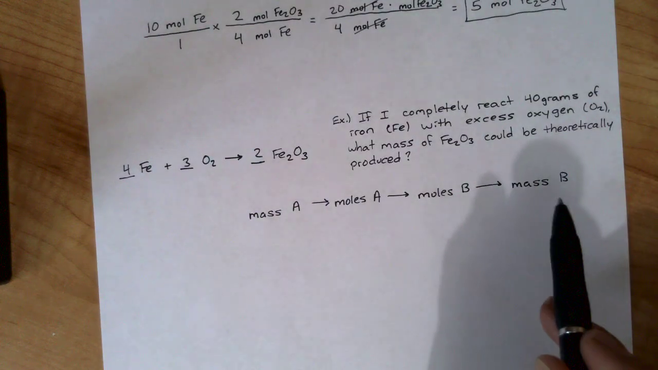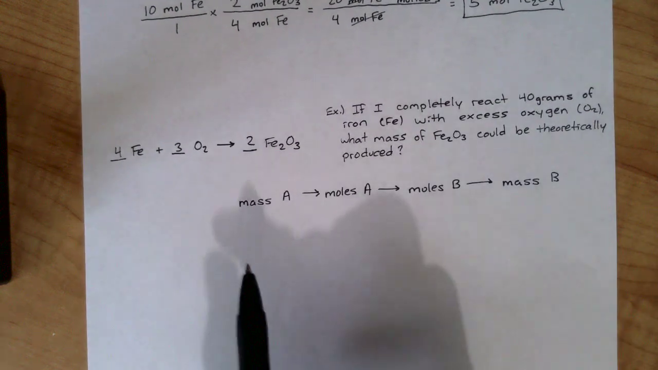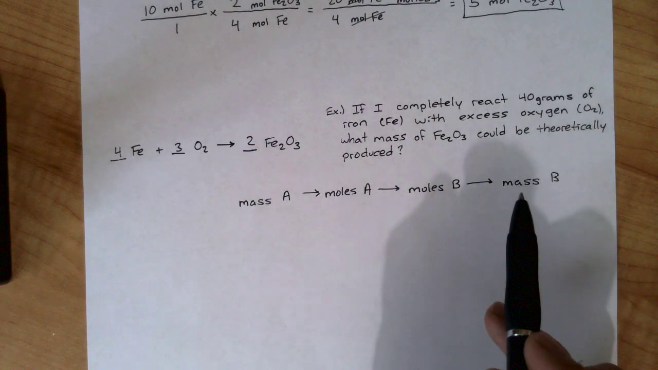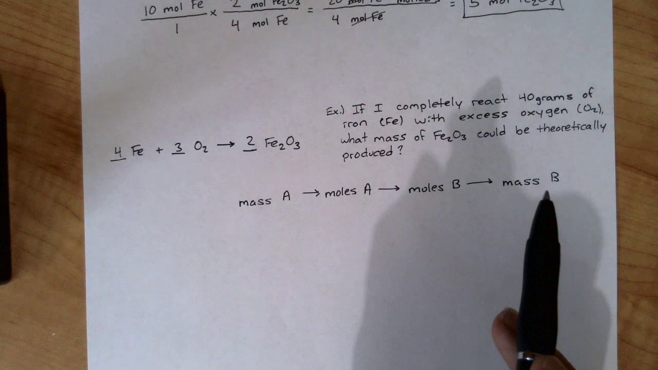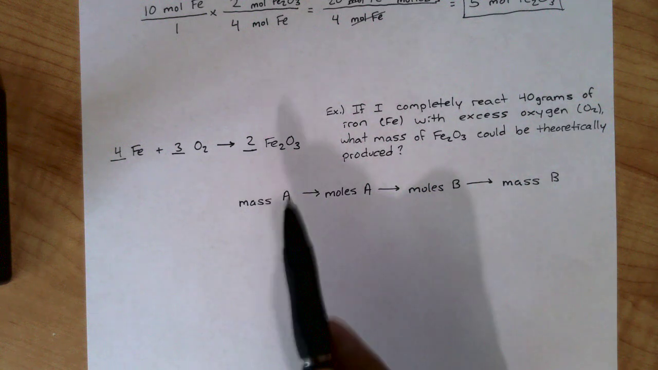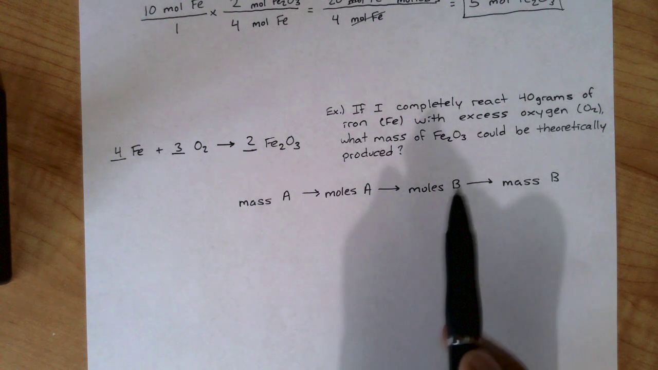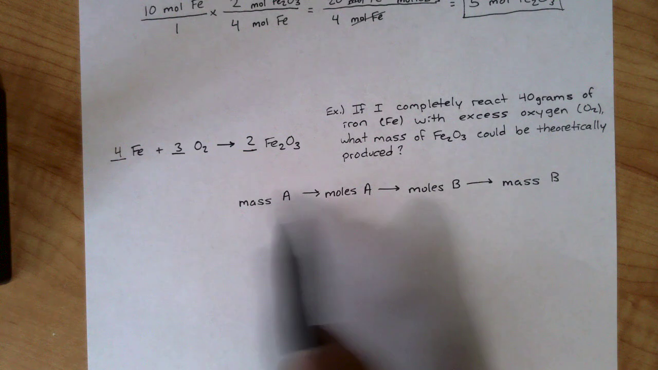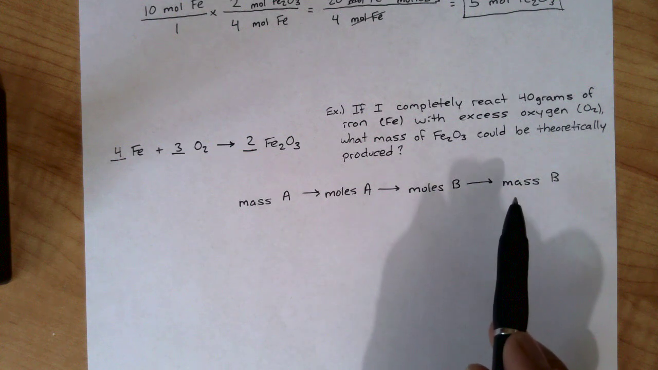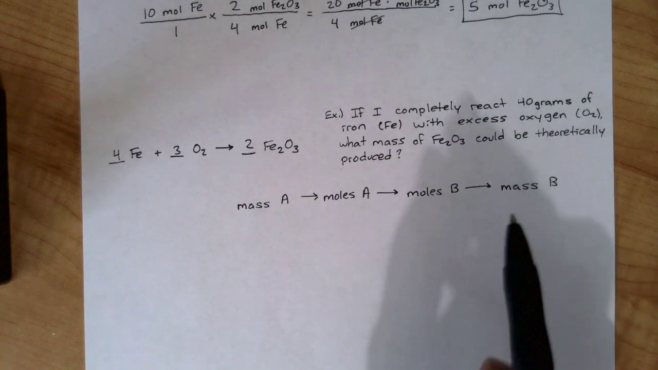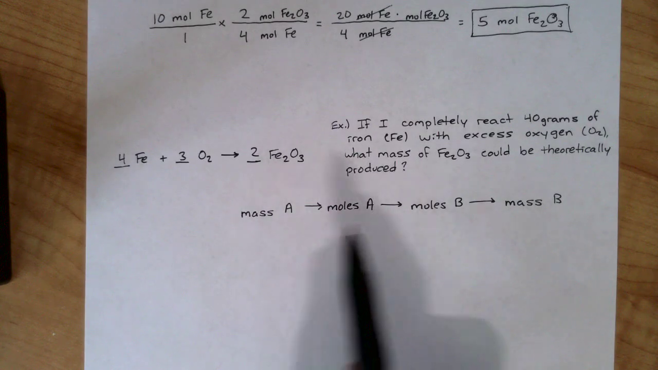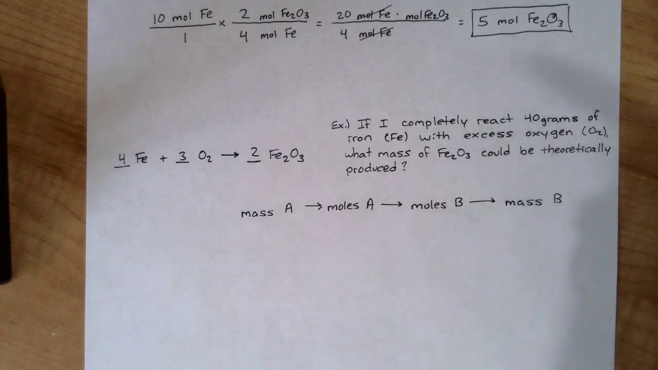This sequence must be followed in a linear fashion. You cannot skip steps. You can't go directly from mass to mass. You can't go from the mass of A to the moles of something totally different. You need to follow this sequence in order. So you can model your calculation, like we multiplied fractions up here. You're going to model your calculation after this process as well.